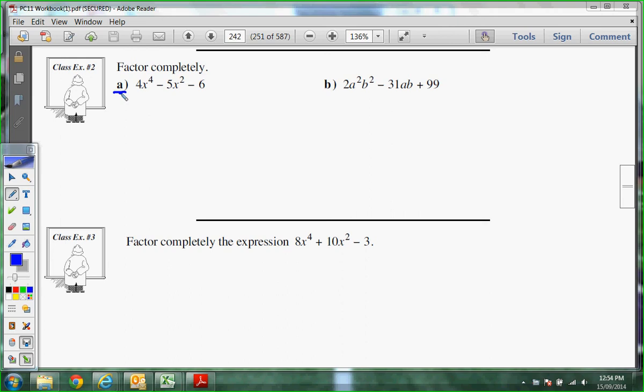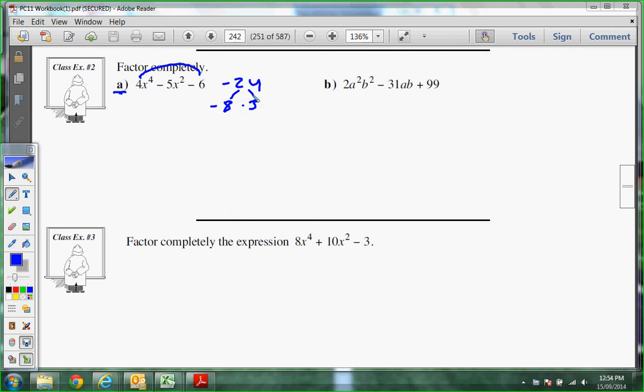The 4, yeah, the 4, right? So first thing I'm going to do is check if I can GCF. We can't GCF because 4 doesn't go into 5 or 6. So then what do we have to do? We have to do decomp. So I have to go 4 times negative 6 is negative 24. What factors of 24 are 5 apart? What we got? 8 and 3. That's a negative, so I want a negative 8 and a positive 3.